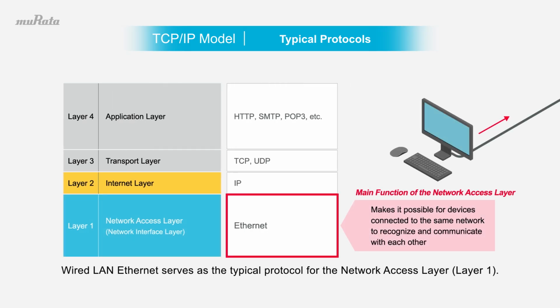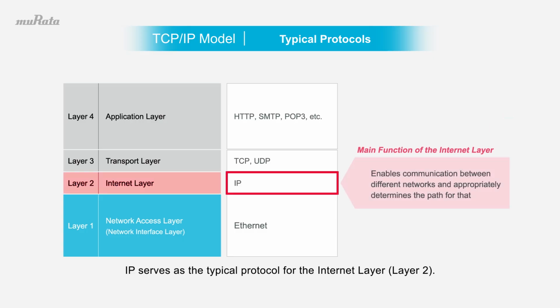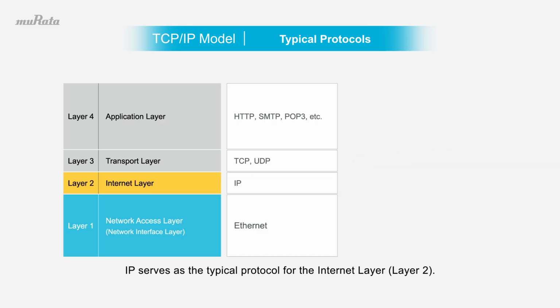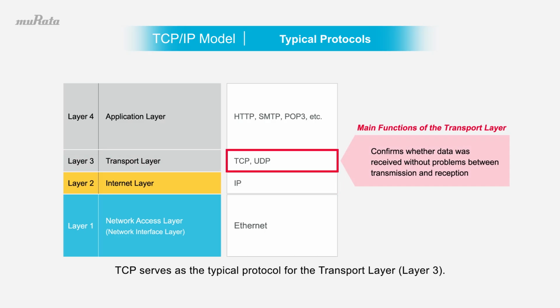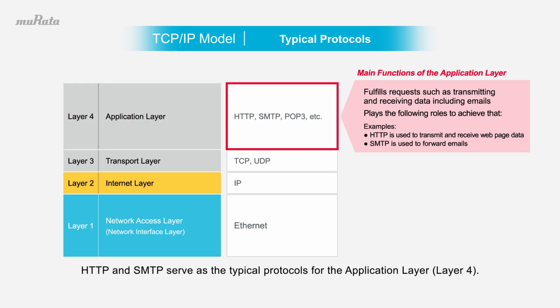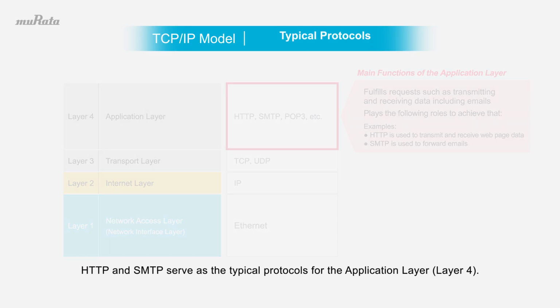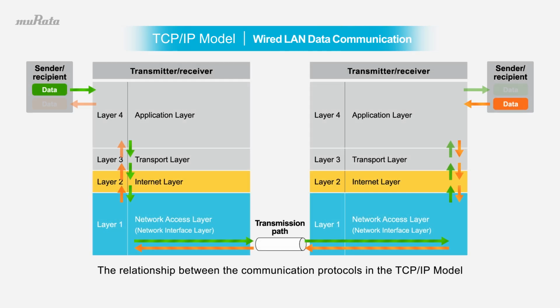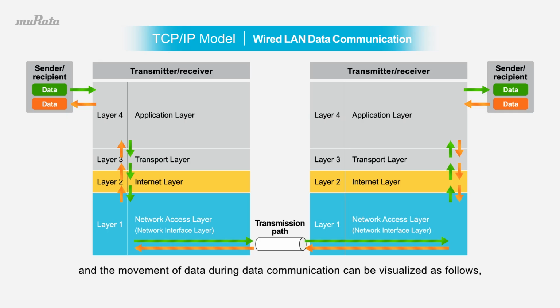Wired LAN Ethernet serves as the typical protocol for the network access layer. IP serves as the typical protocol for the Internet layer. TCP serves as the typical protocol for the transport layer. HTTP and SMTP serve as the typical protocols for the application layer. The relationship between the communication protocols in the TCP/IP model and the movement of data during data communication can be visualized as follows, using wired LAN as an example.